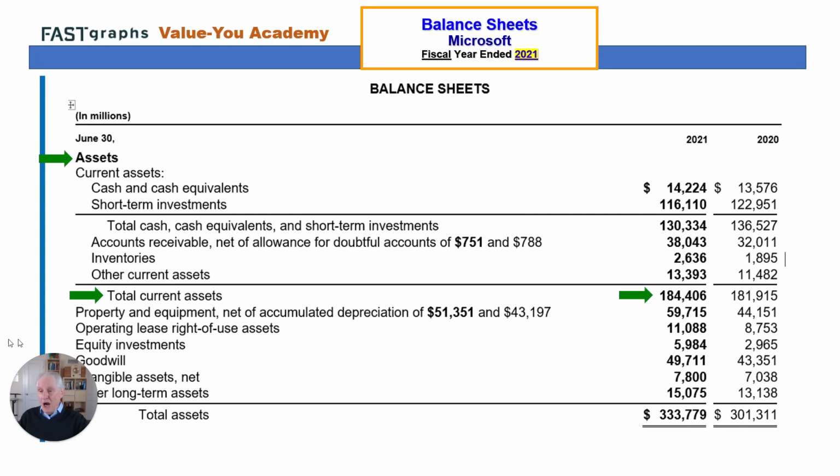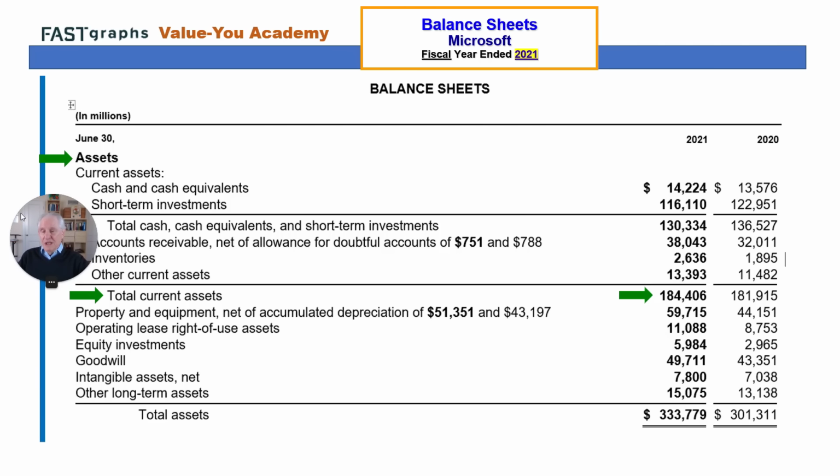Now, there are long-term assets, property and equipment, that has taken off that accumulated depreciation. They've got some operating lease. They've got some equity investments, some goodwill. We'll get into these line items as we move forward into our financial training. Intangible assets, that's a big one for them because that's a lot of software. The goodwill is usually companies they have purchased and paid more for than the book value. The intangible assets, a lot of that 7.8 would be software. And then they got some other long-term assets.